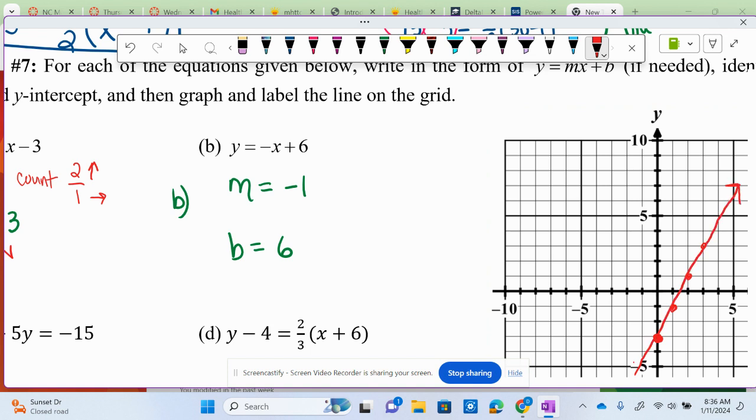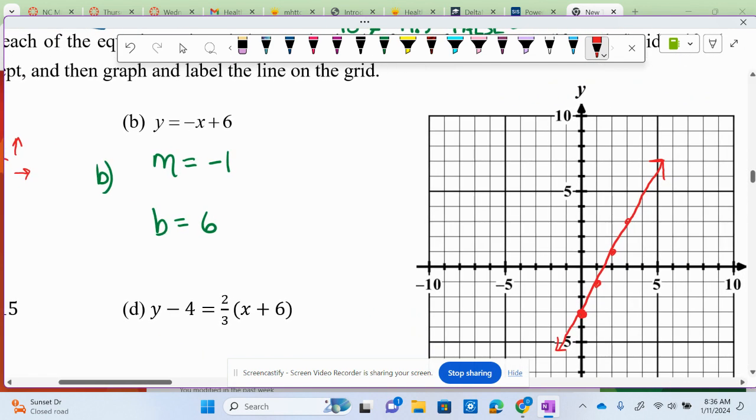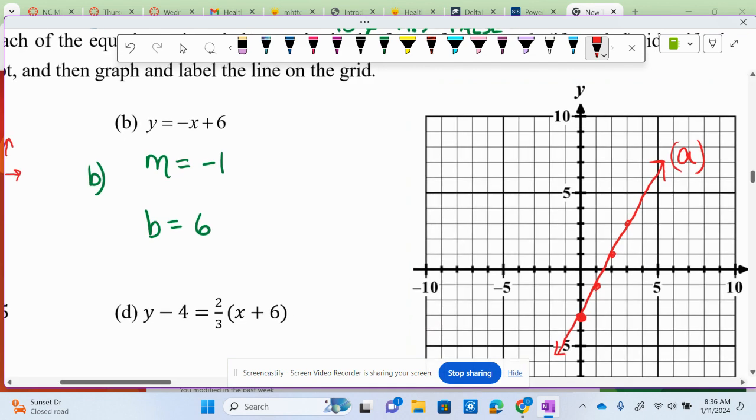Do you guys feel really comfortable with graphing y equals mx plus b, or do you feel like you need more practice with it? Raise your hand if you feel really comfortable with it. Okay. I would say that graphing is going to be one of the things that we really focus quite a bit on, because graphing is everywhere. Graphing is in math, it's in science, it's in history. So I want you to be comfortable looking at graphs.